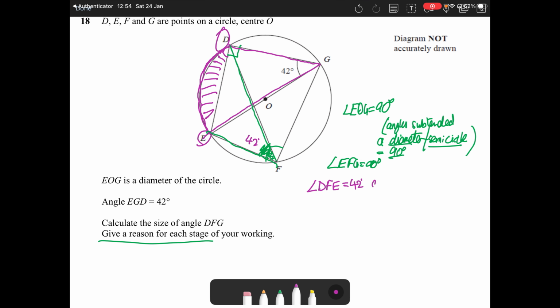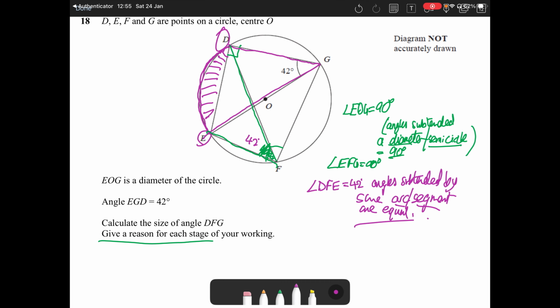And my reason is angles subtended by the same, and you've got a choice, you need to say arc or segment. Sorry, not sector, it's a segment. Are equal. You can use either one of these words. I like arc. Segment, doesn't matter. Don't use sector. Sector's like a slice of pizza. This does not go through the center of the circle. Do not use sector. I implore you.